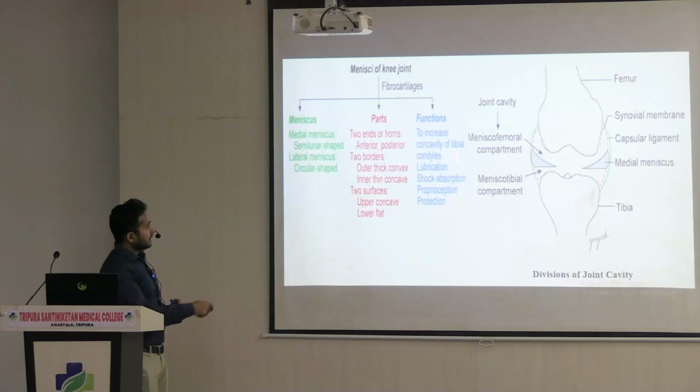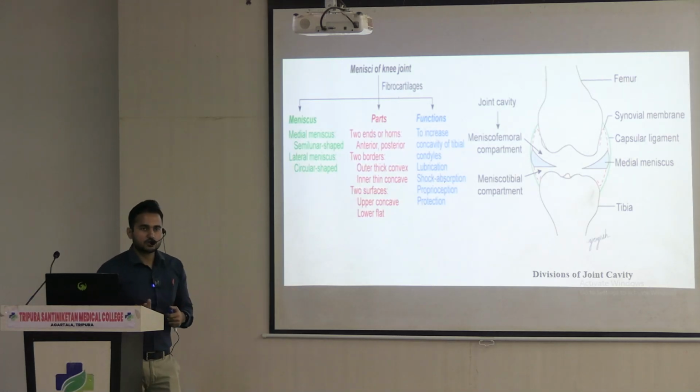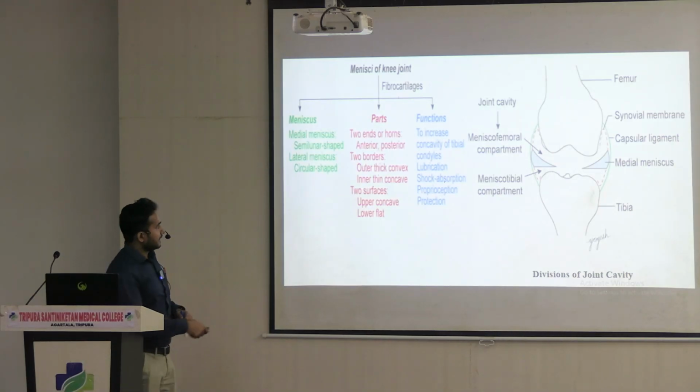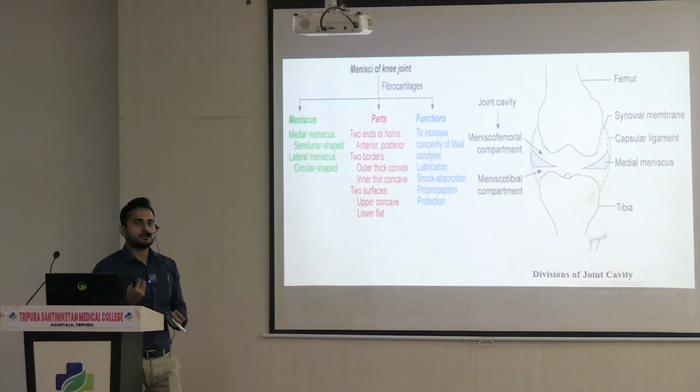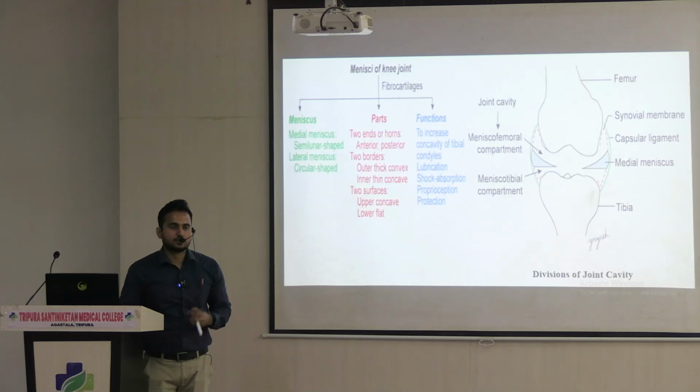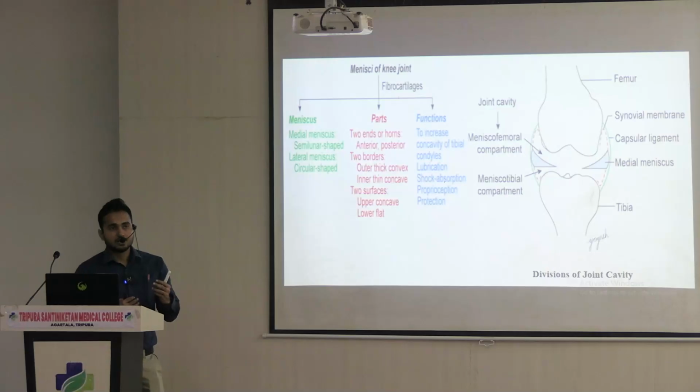ठीक है. Next, if you see the function of the menisci, first of all it will increase the concavity of the tibial condyles. Next, it helps in lubrication. That means जो synovial fluid produce होता है from the synovial membrane, it will help to distribute the synovial fluid across the joint cavity. ठीक है, which helps in lubrication. Next, shock absorption and proprioception and protection. Proprioception means proprioceptive nerve endings are there. So from there, proprioceptive sensations are arising. Okay, which is very important to know the sense of position of that particular joint.